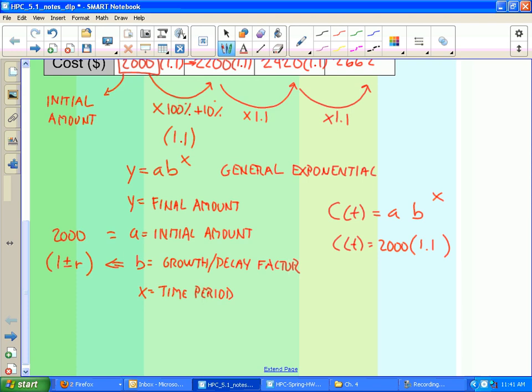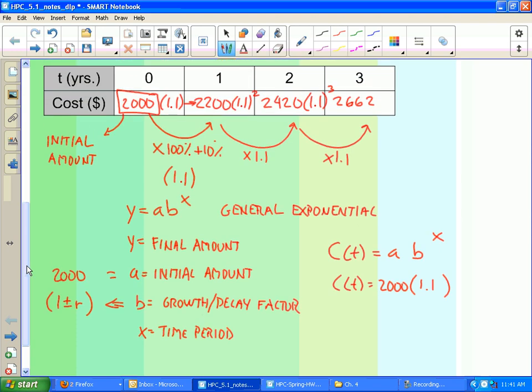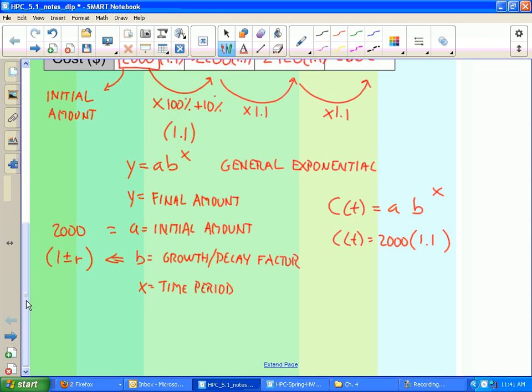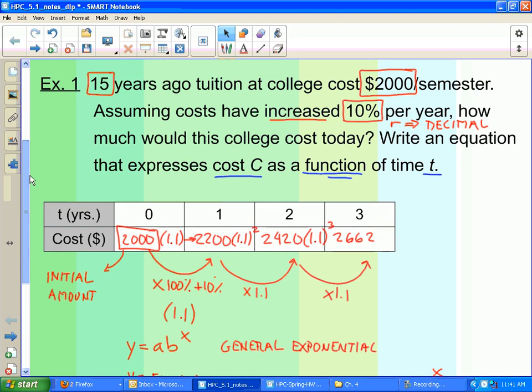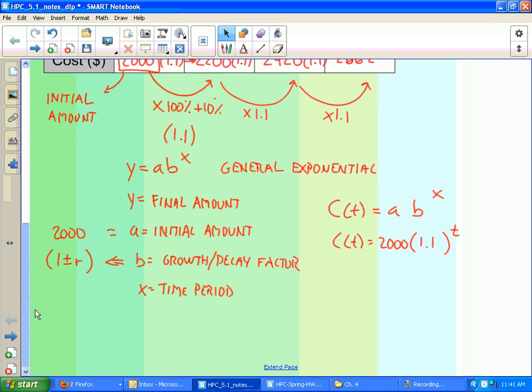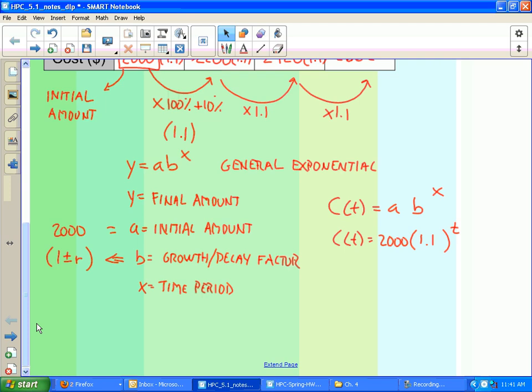And now this x, actually, we're using the variable t because we're referring to time, would be our number of years. And this increase is happening every year. If the wording was different, let's say the wording said you're going to increase your college cost every other year, now our t, which would represent our time period, would be a 2-year cycle instead of a 1-year cycle. So the t can be the tricky part of the problem, knowing what time period I'm referring to. It doesn't have to be per year. And there we go. There's our equation.